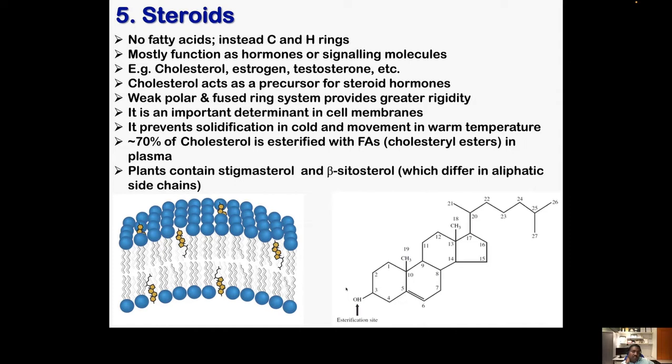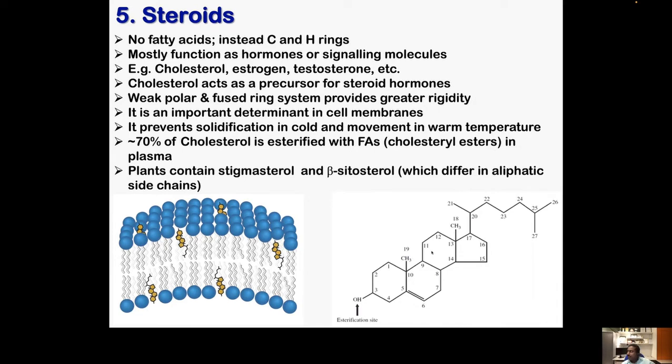So plants do have stigmasterol and beta sitosterol. So they differ in the aliphatic side chain just down here. So the animals, particularly humans, contain cholesterol, and these cholesterol are important molecules because they are acting as precursors for steroid hormones and vitamin D, and they form integral part in plasma membranes.